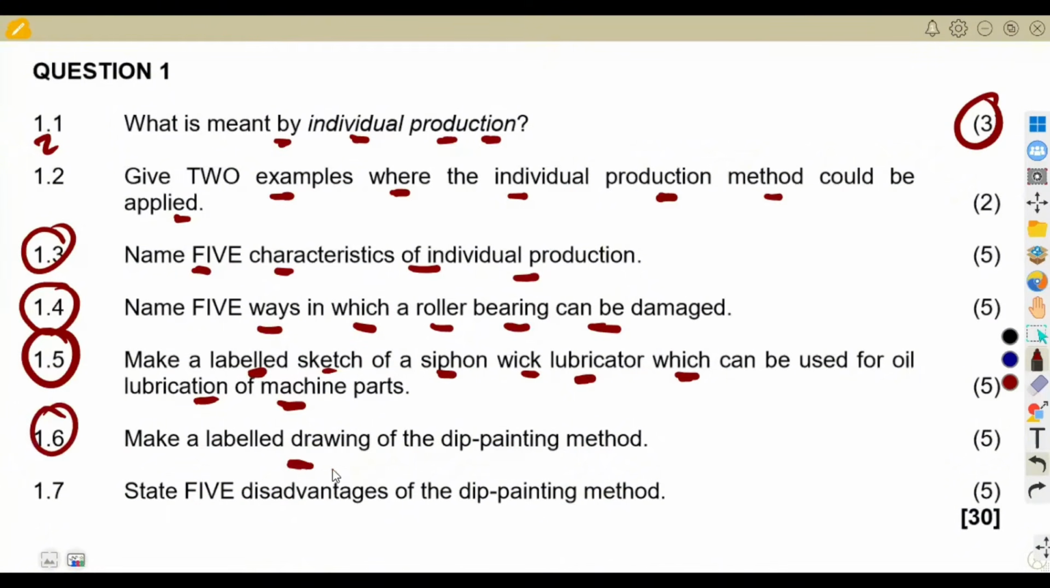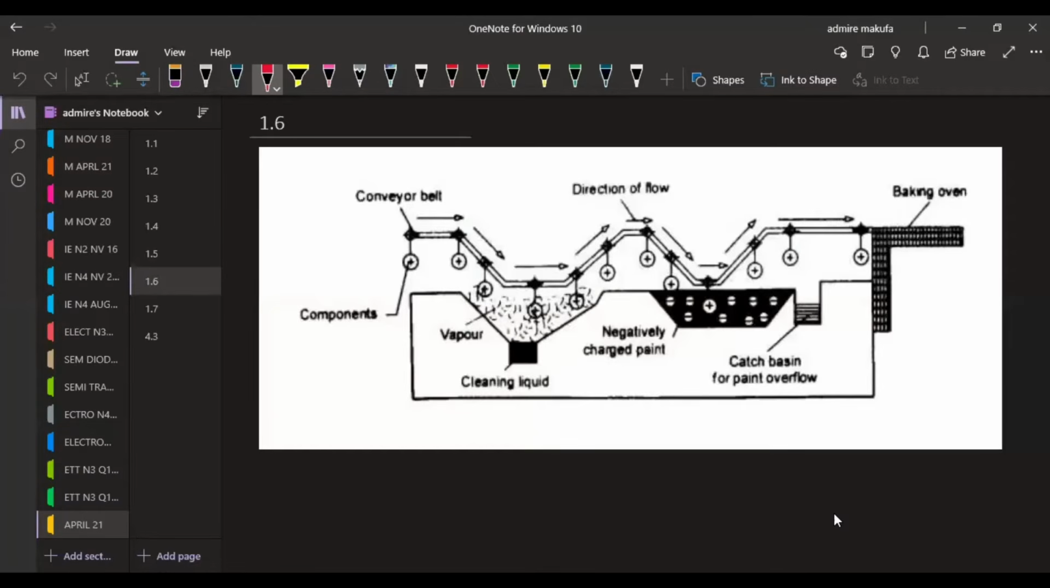Make a labeled drawing of a dip painting method. Actually, when we are dealing with workshop practice, I'm going to need time to talk about this in terms of our diagrams and so forth. So this one, given the direction of flow: the conveyor belt, the components, that is the vapor cleaning liquid, negatively charged paint, then the bake oven and so forth.